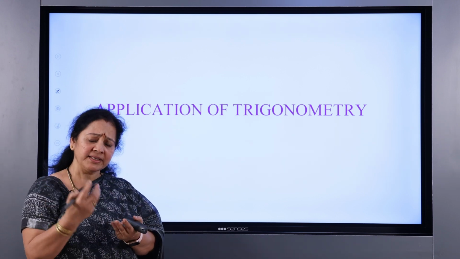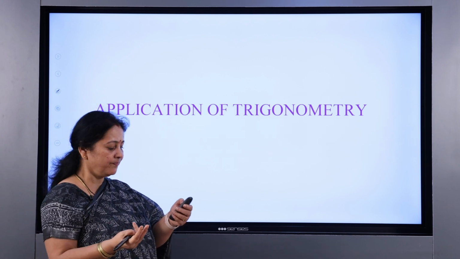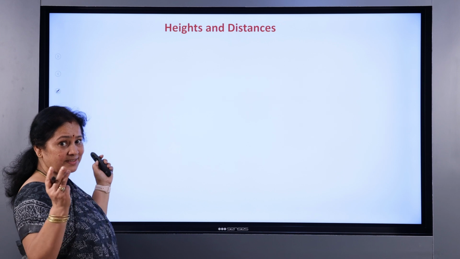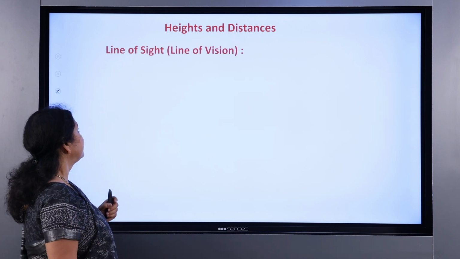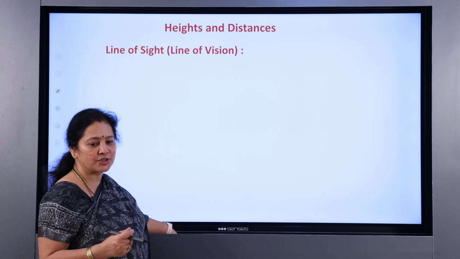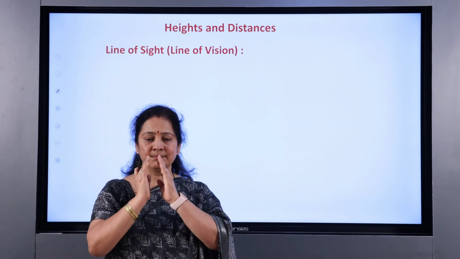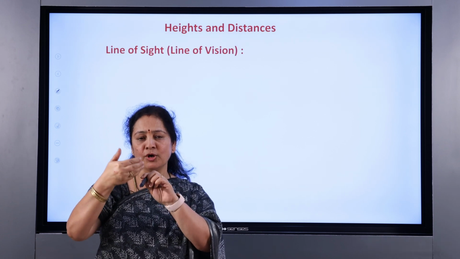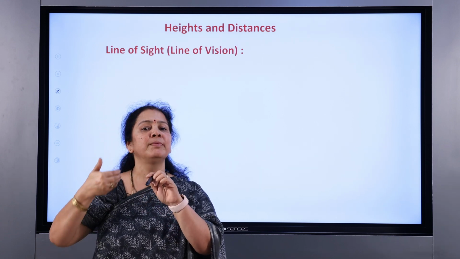Now, there are only 3 terms that we need to be familiar with in heights and distances. First one, the line of sight or the line of vision. So let's understand this way. Now, I'm here, I'm looking at you, or I'm looking at an object. That object could be above me or it could be below me.